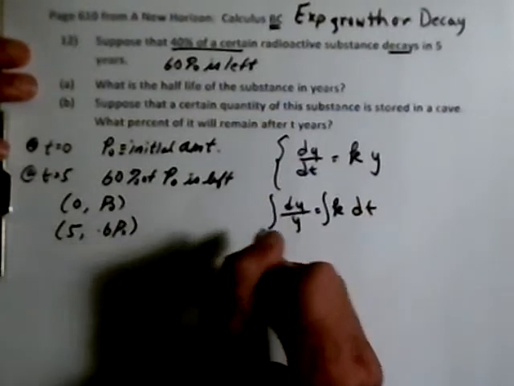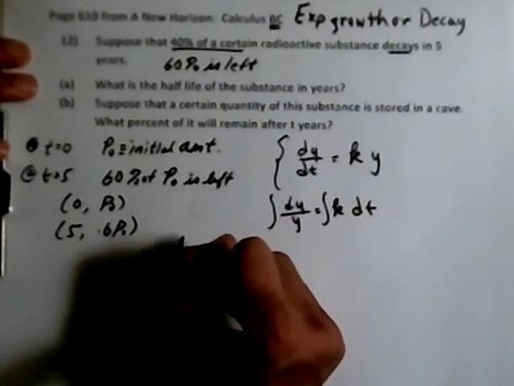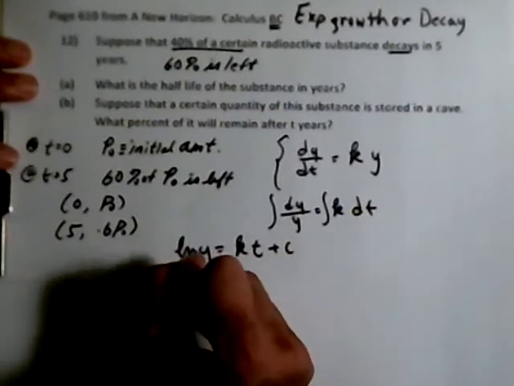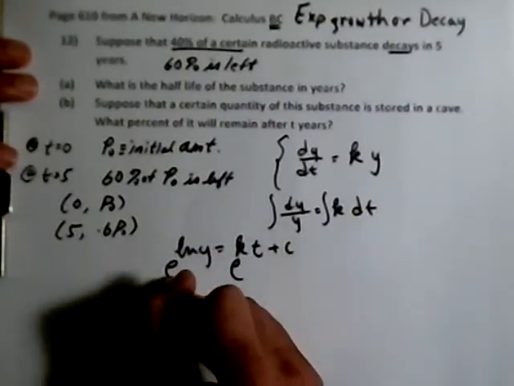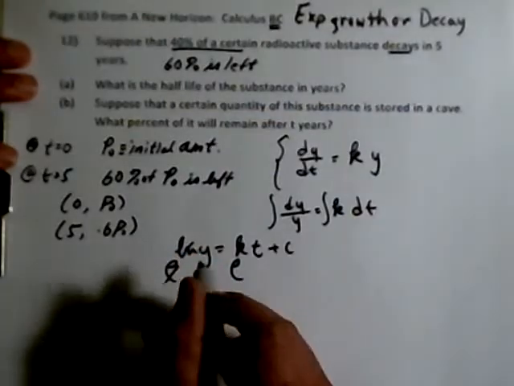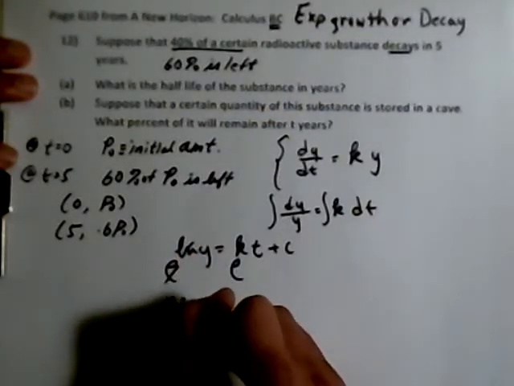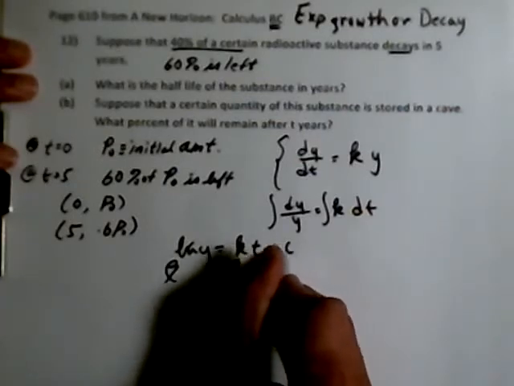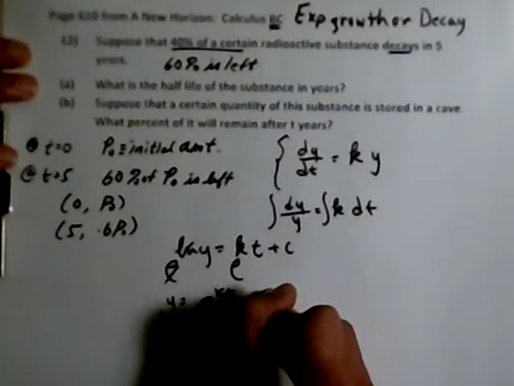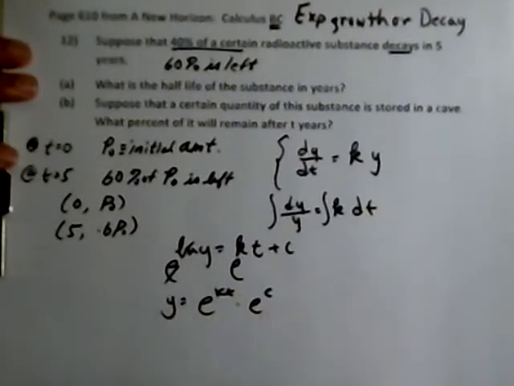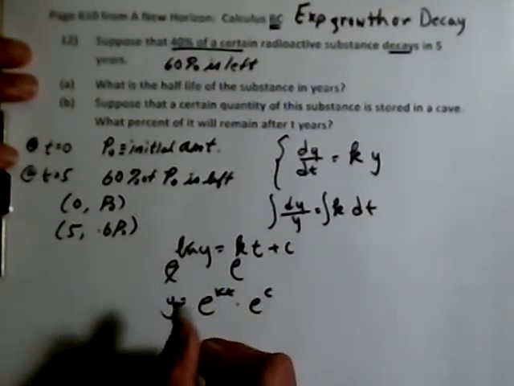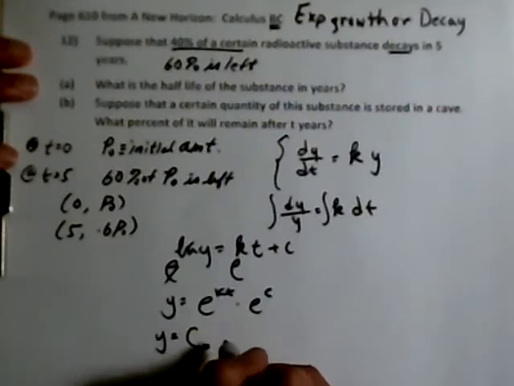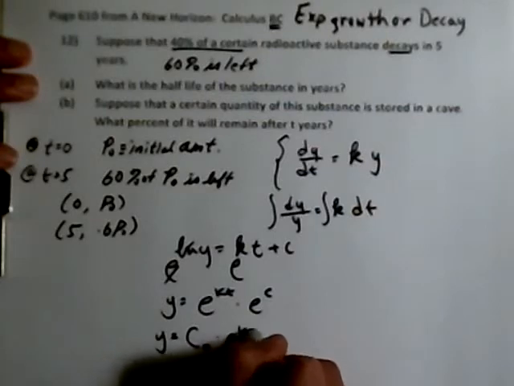The integral of 1 over y is the natural log of y, which is equal to k times t plus a constant. From here we take the exponential of both sides, e to the natural log cancels, it's the inverse operation, so y is equal to e to the kt times e to the constant. It's going to be a new constant right over here. Don't forget, it's a different constant, but it doesn't matter, it's a constant. E to the constant, call it C naught, times e to the kt.